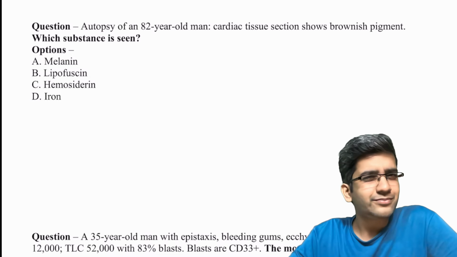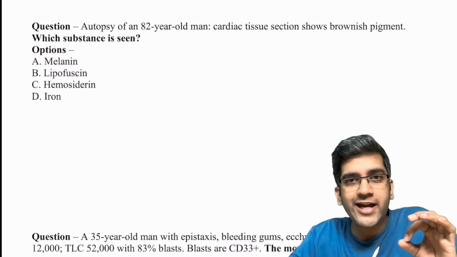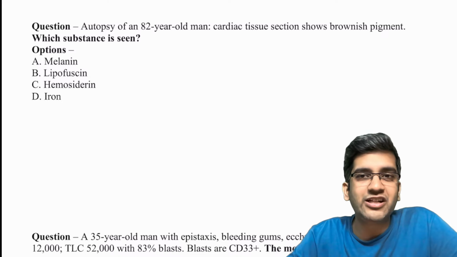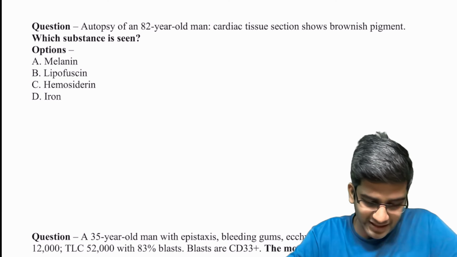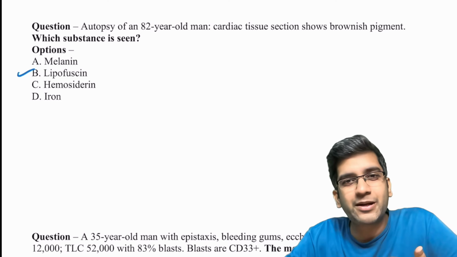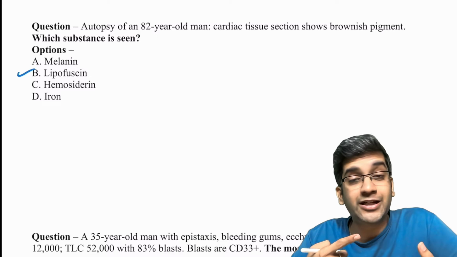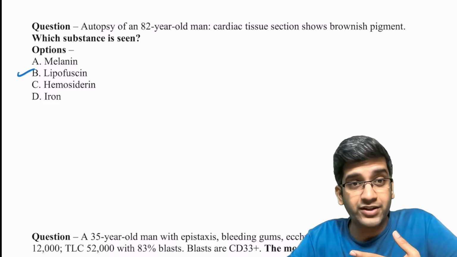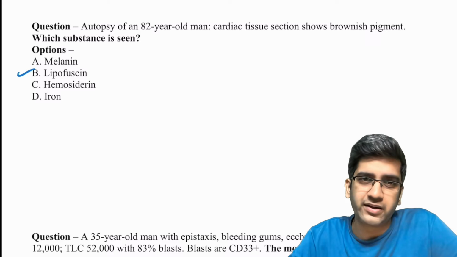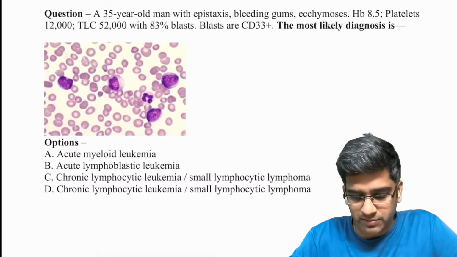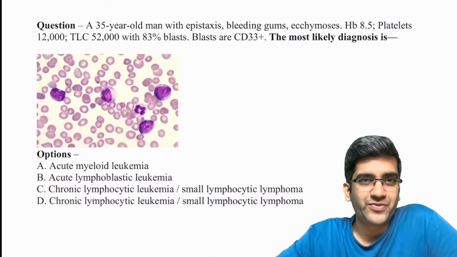Next question. Simple, straightforward. Old age, cardiac tissue, brown color pigment. Nothing but a lipofuscin pigment, right? The wear and tear pigment of cell injury. You can see them in old age. You can see them in inflammatory condition. It's a lipofuscin accumulated pigment. That's all, right? Nothing much to discuss. Very simple guy. Okay, let's go to this.